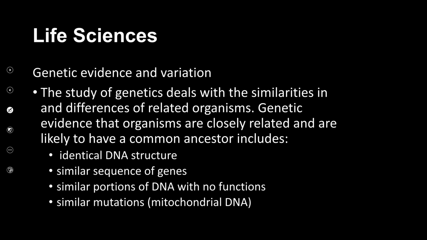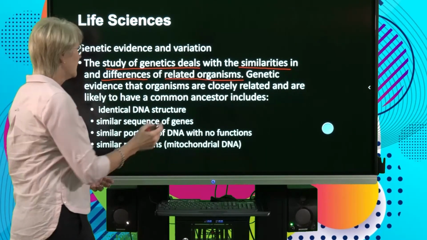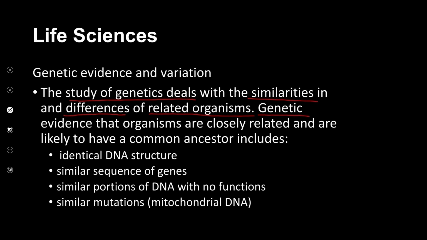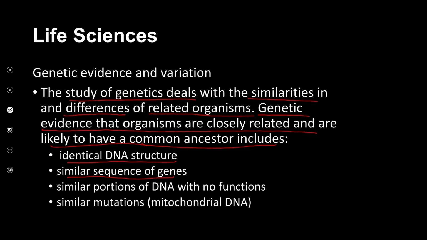The study of genetics deals with similarities and differences of related organisms. We will find that there are some characteristics that are similar, but obviously also some that are different. Genetic evidence that organisms are closely related and likely to have a common ancestor includes identical DNA structure and a similar sequence of the genes. In other words, the order in which their genes are found would be similar.